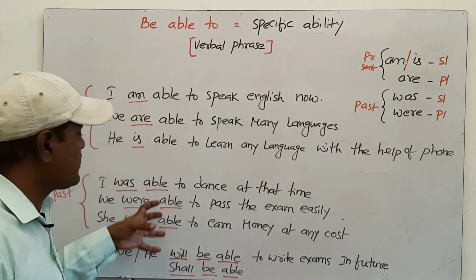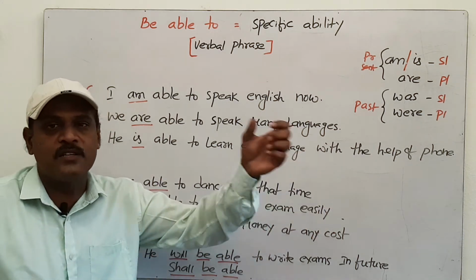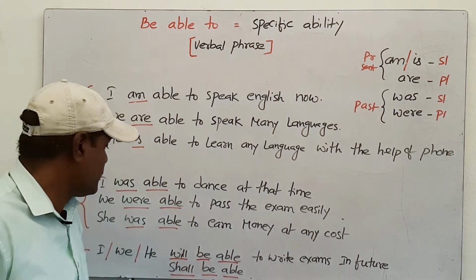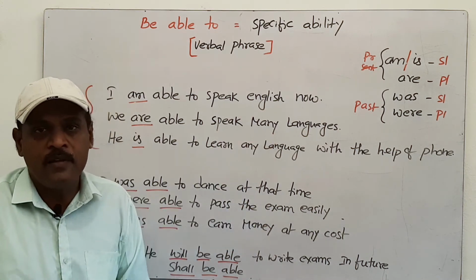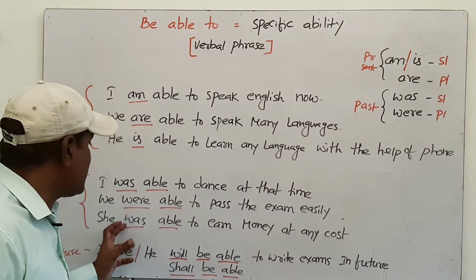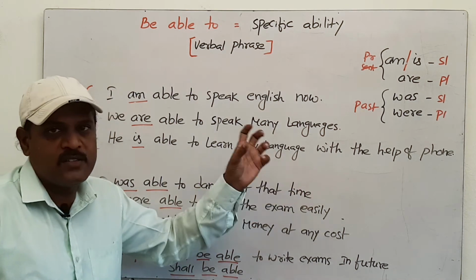Next one, she was able to earn money at any cost. At any cost, she was able to earn money, that is the positive. In case of negative, you can say she wasn't able to earn money at any cost.